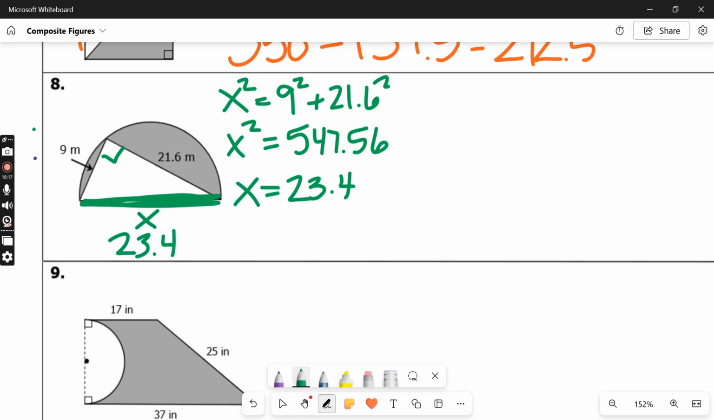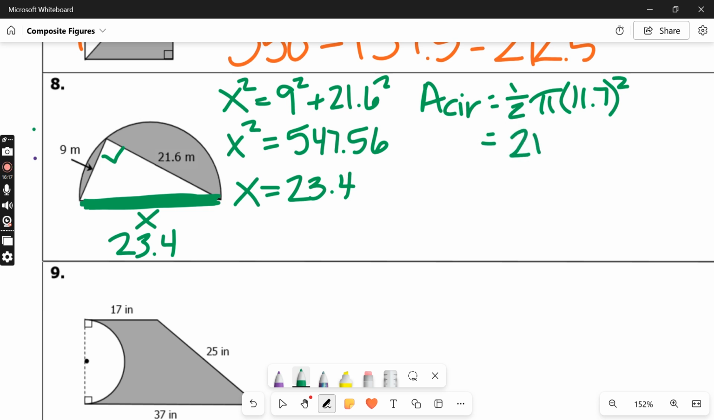Okay, and then I'm going to start by finding the area of that half circle. So that's going to be 1/2 pi times the radius. Now, this whole piece is the diameter, so I do need to cut that in half. So half of that would be 11.7. And then I can put that in my calculator. Half of pi times 11.7 squared is going to be 215.03.